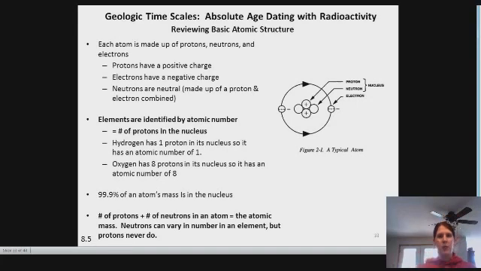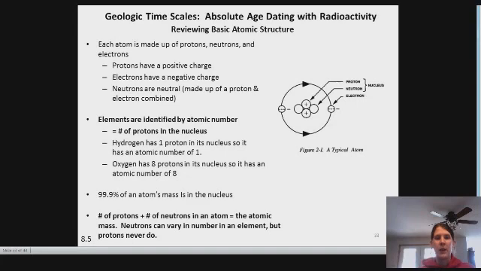Okay, now we need to explore absolute age dating. Absolute dating is done a variety of ways. So here we're just going to review the basic atomic structure and how we go about absolute age dating with radioactivity. Each atom is made up of protons, neutrons, and electrons. And if you remember from the introduction, protons have a positive charge, electrons negative, and neutrons are neutral.